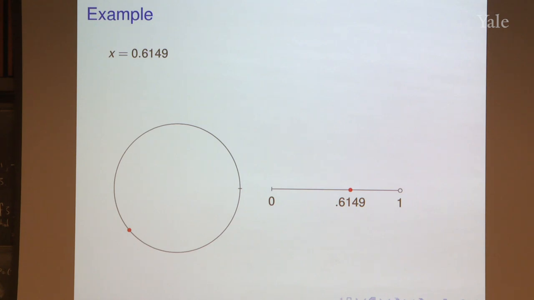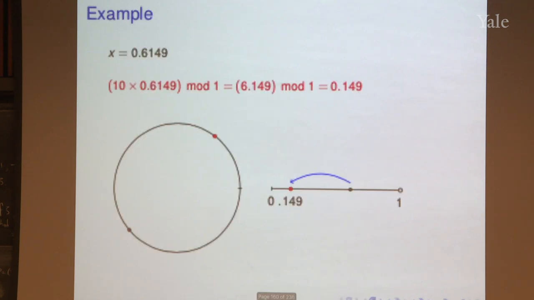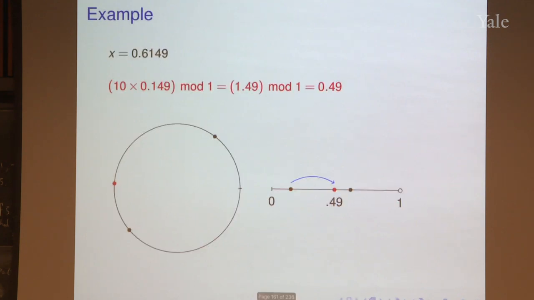Let's take the point x equals 0.149. I multiply by 10. I get 6.149. I reduce mod 1, so I get rid of the 6 and keep just the fractional part, 0.149. I've illustrated that on the interval. Now, if I plug that back in and do the same transformation, 10 times 0.149 is 1.49. I reduce mod 1, so I get rid of the whole part, and I'm left with just 0.49.